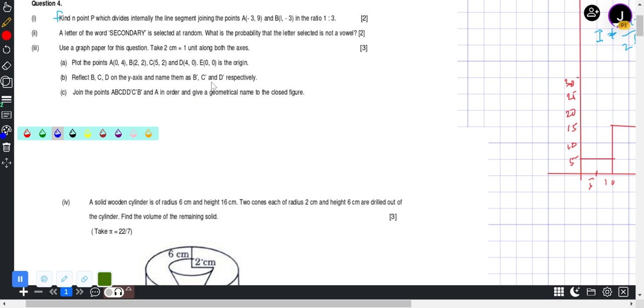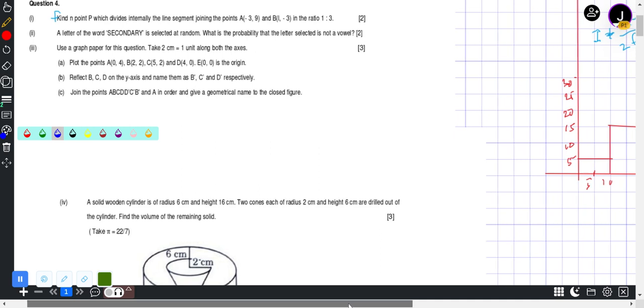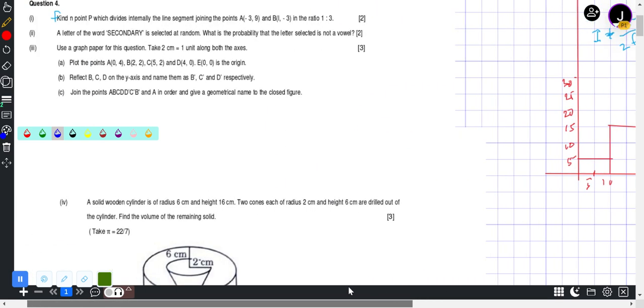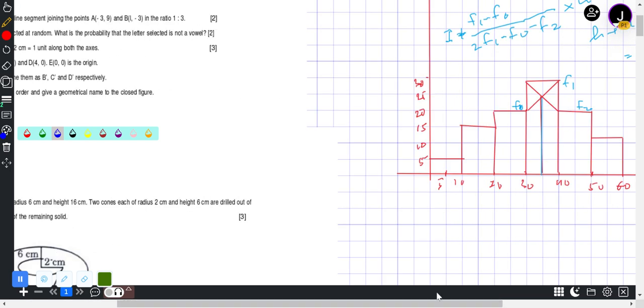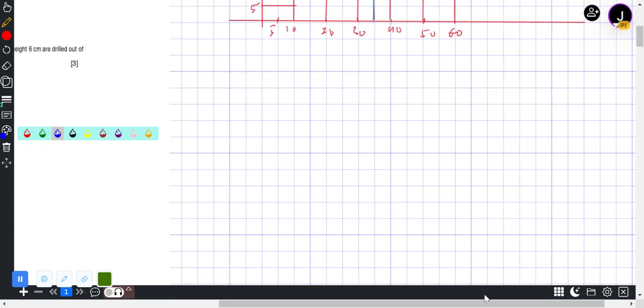Now next is use a graph paper for this question. Take 2 centimeters as 1 unit along both axes. Again another graph question. So plot the points A, B, C, D and the origin. We will do the plot first. Take 2 centimeters as 1 unit. We are not going by their centimeter units, but we'll do the graph here.